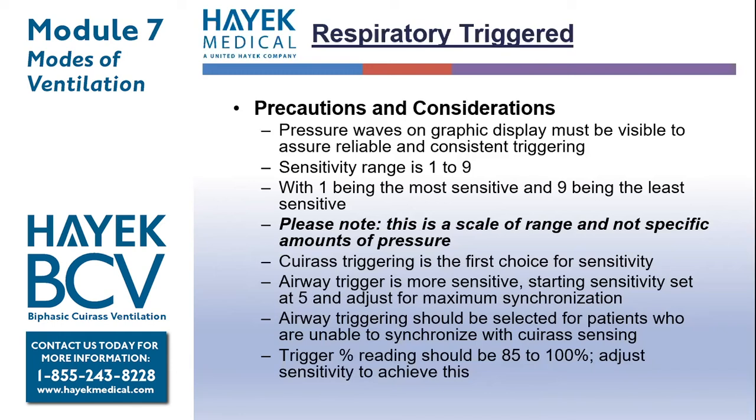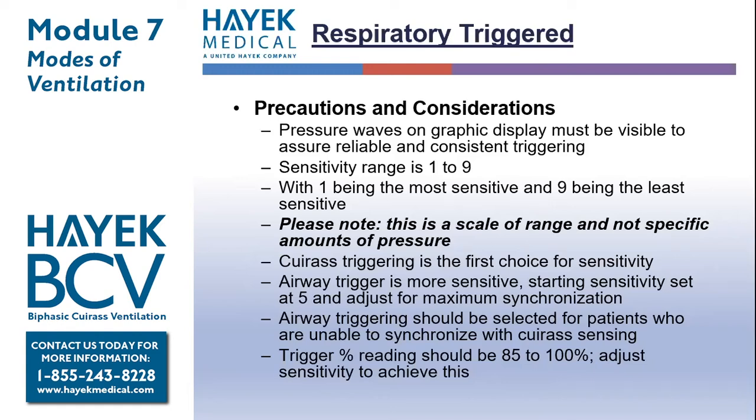QROS triggering is the first choice for sensitivity. Due to less apparatus, there is no airway adapter required. Airway triggering, however, is more sensitive, working for more patients. Starting sensitivity is set at 5 and adjusted for maximum synchronization. Airway triggering should be selected for patients who are unable to synchronize with QROS sensing.